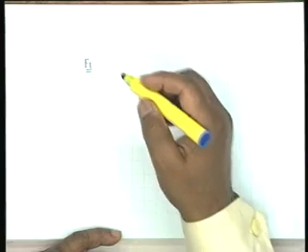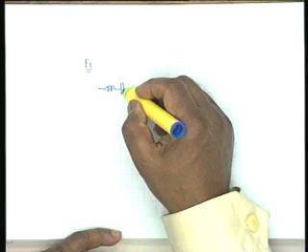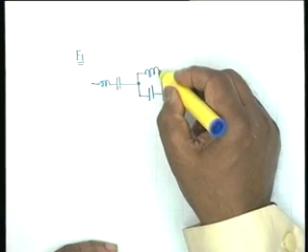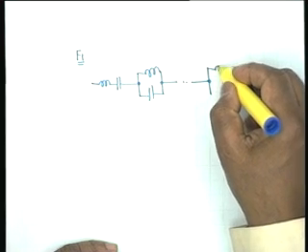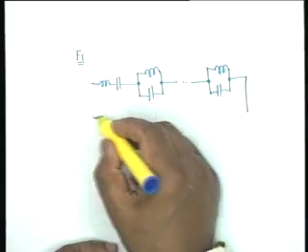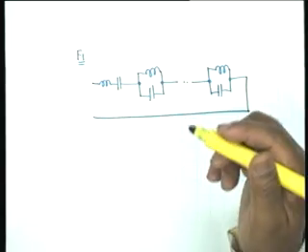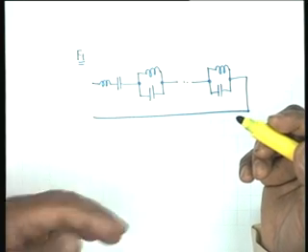You recall the Foster 1 form for LC network. You can have an inductance, a capacitance, and then a number of inductors and capacitors in parallel. This is the most general form for LC. Or F2. F2 is also the most general form for LC. Now, we can take any one of them.